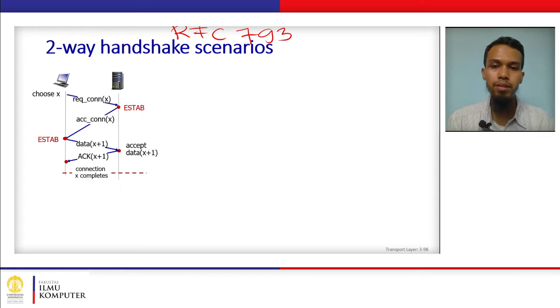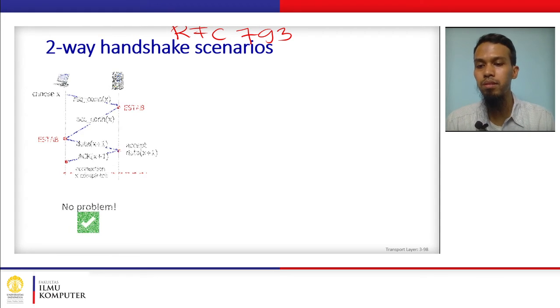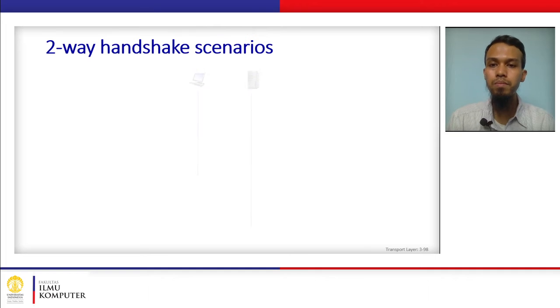The first scenario is the ideal one, where the client sends the request connection message, the server accepts it and sends back the accept connection message to the client. Now the communication can be established, and the client can start to send data using an incremented sequence number, and the server replies with acknowledgements until they finish the communication. So this is the ideal case, and there's no problem with that.